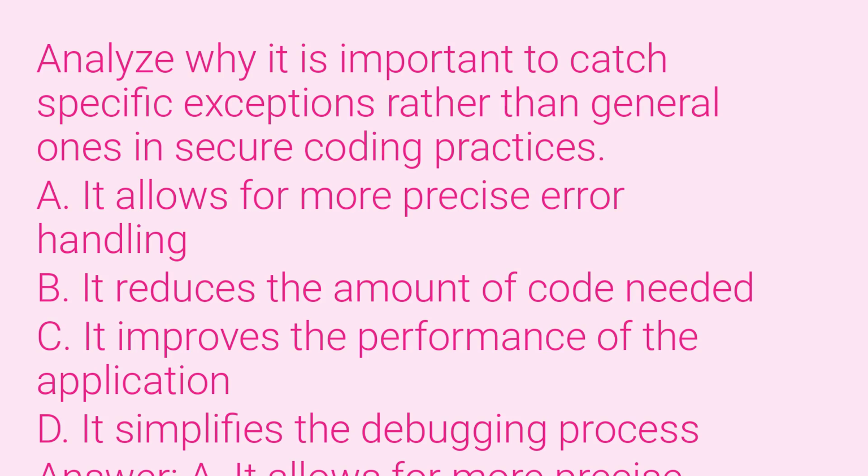Analyze why it is important to catch specific exceptions rather than general ones in secure coding practices. A. It allows for more precise error handling. B. It reduces the amount of code needed. C. It improves the performance of the application. D. It simplifies the debugging process. Answer. A. It allows for more precise error handling.